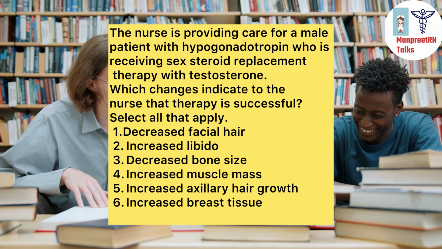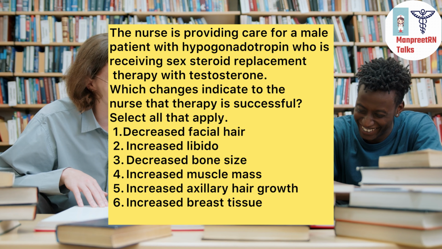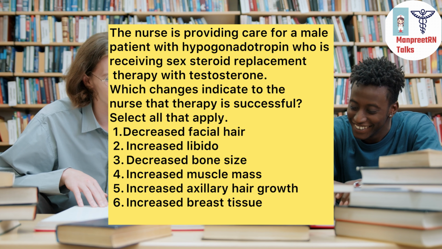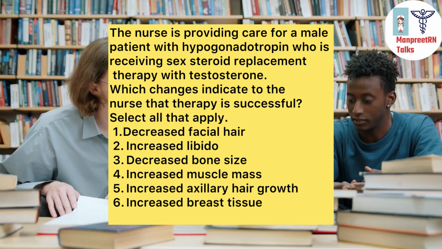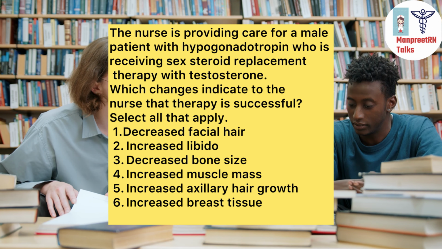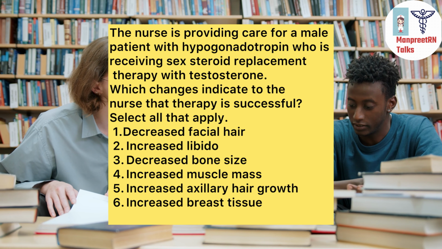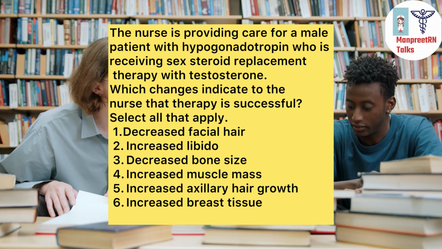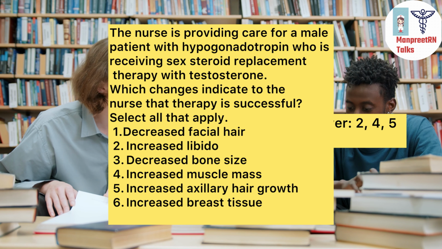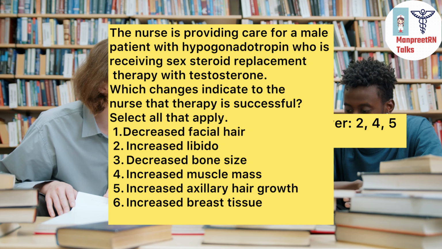In this we have to choose the answers by guessing what changes show the therapy is going well. The options are: decreased facial hair, increased libido, decreased bone size, increased muscle mass, increased axillary hair growth, increased breast tissue. The correct options are increased libido, increased muscle mass, and increased axillary hair growth.